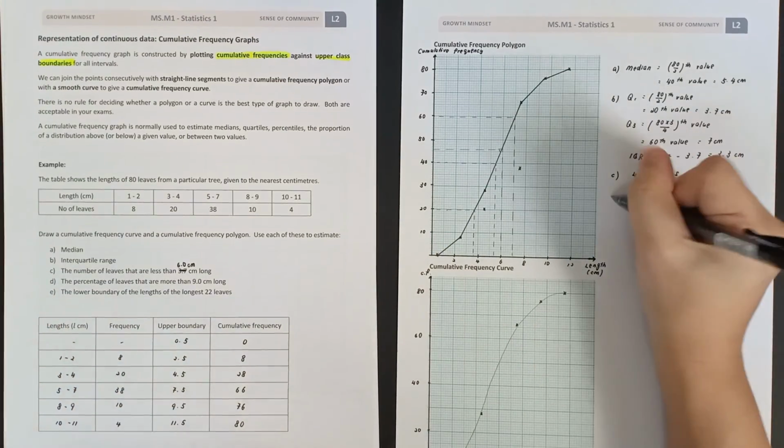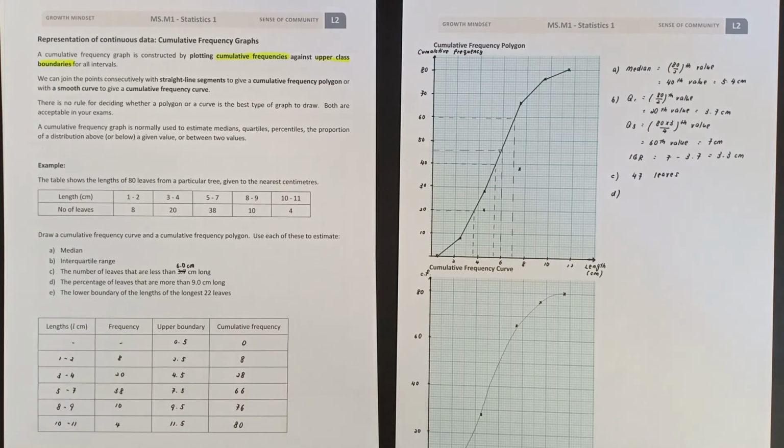Okay, so D, the percentage of the leaves that are more than 9 centimeter. This is something that you need to be careful of. Your cumulative frequency tells you "below", so I have 66 here, which is 66 of my leaves having a length that is less than 7. So the number here didn't tell me anything about "more than". When you need to find the number more than that, I will need to use 80 minus 66.